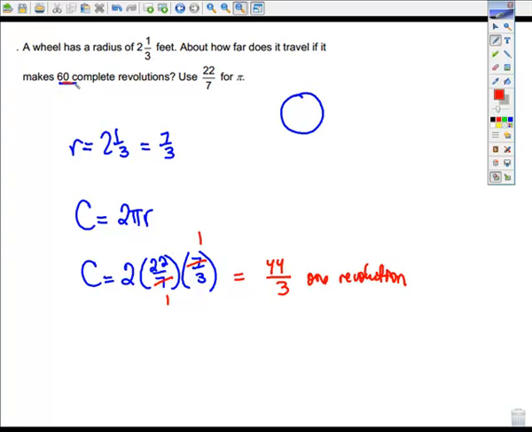But I need 60. So I need to multiply it by 60. So 44/3 times 60. Again, I'm going to go ahead and cross cancel. 3 divides into 60 20 times and into itself once. So now it's just 44 times 20, and it's 880. Actually, 44 times 60 is 2,640, and this is in feet. So it's going to travel 2,640 feet for 60 revolutions.